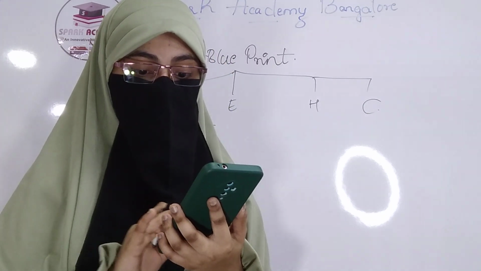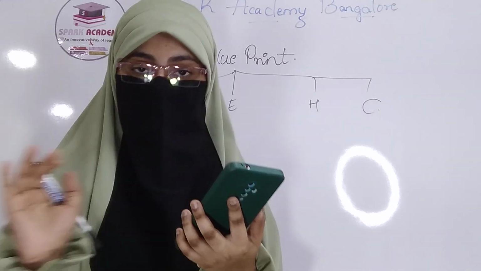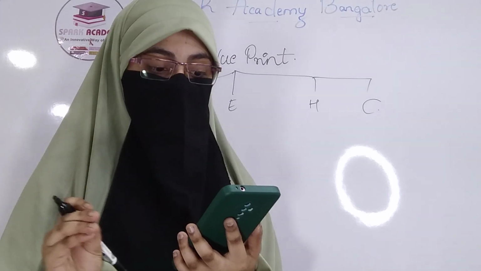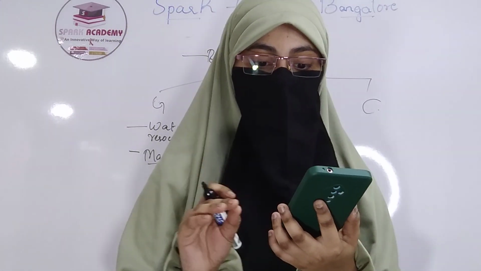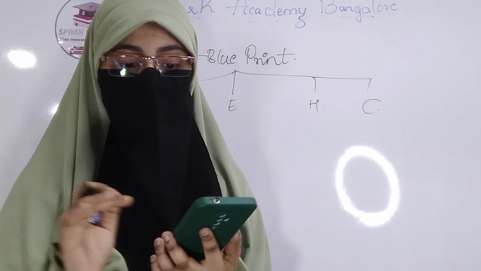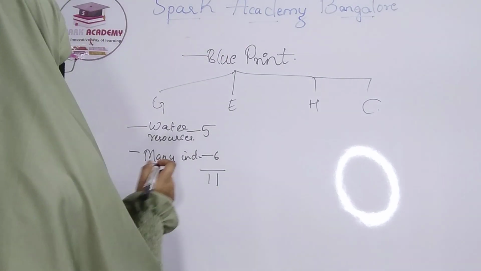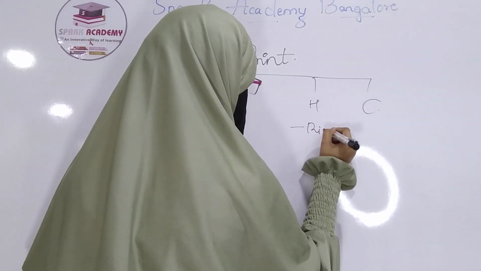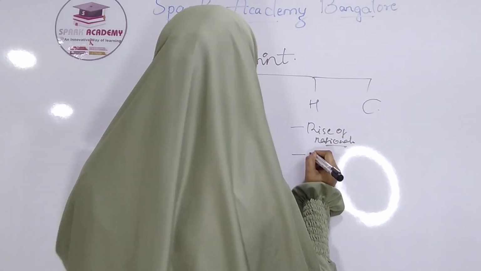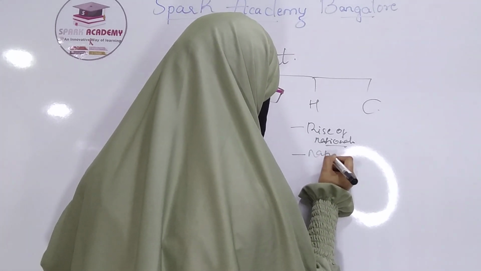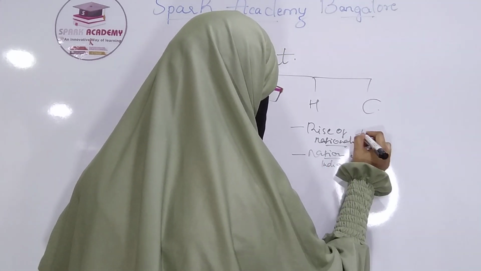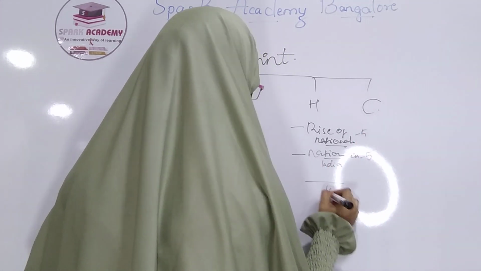In the history part, the marks are distributed as 20 itself. In those 20 marks, the important chapters in history are nationalism in India, which holds 5 marks, and rise of nationalism, which holds 5 marks. So these two chapters of the history part can gain you 10 marks.